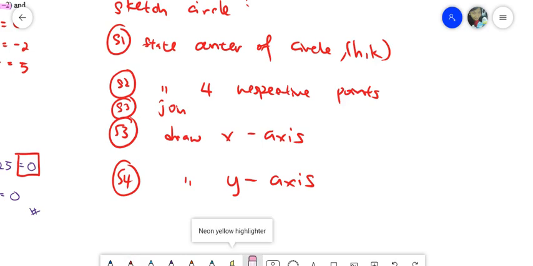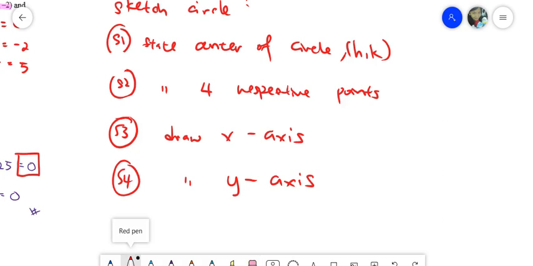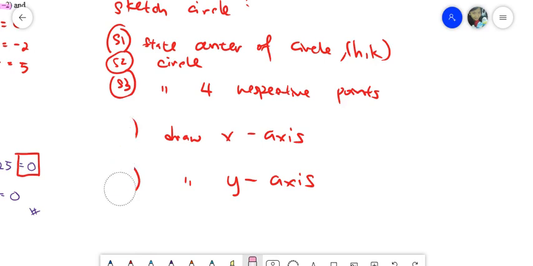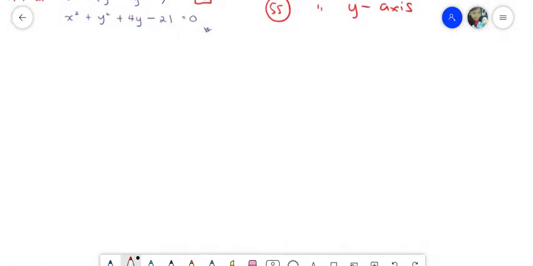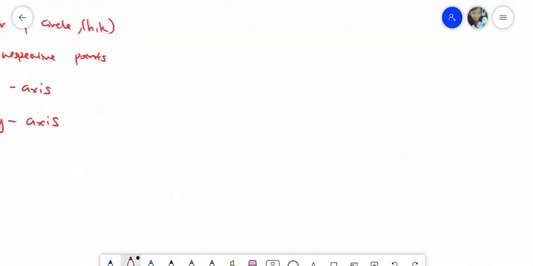Or you can even get the circle first. Step 2, you may draw the circle first. Then you have your respective 4 points. Then you have your x and your y-axis respectively. This one can be done as well. So how? Let's do it together.